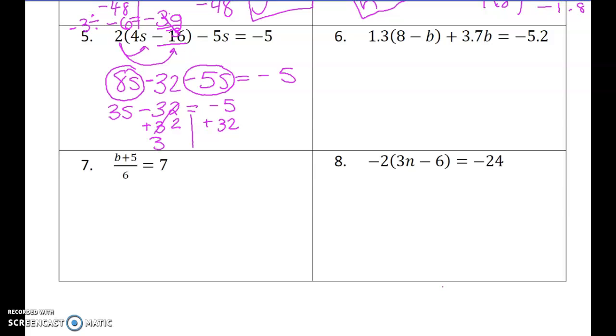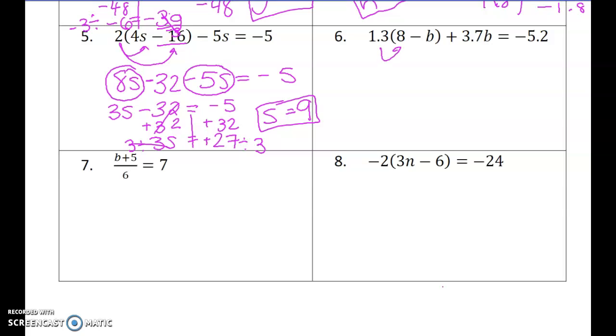And so now I have 3s equals, well, negative 5 plus 32. Those are different signs, so I'm going to subtract. So 32 minus 5, that's 27. I'm going to keep the sign of the bigger number, so I'm going to stay positive. Now I'm going to divide by 3 on both sides. And I get s equals 27 divided by 3. That is 9. Perfect.